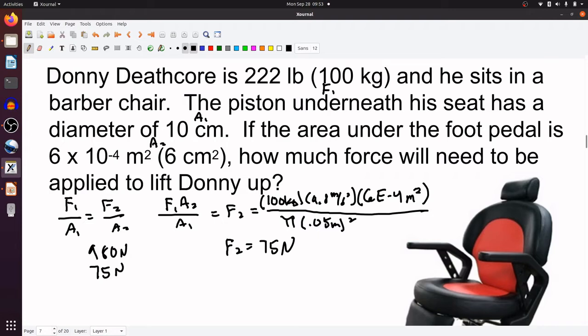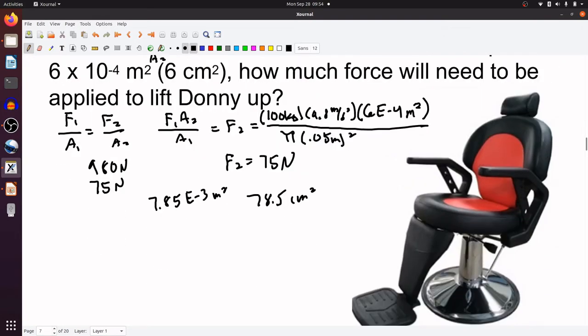The difference between the areas is this one was 6 times 10 to the negative 4th meters squared, but the other area is 7.85 times 10 to the negative 3rd meters squared, or if we use centimeters squared, that's actually going to be 78.5 centimeters squared. So the area is larger. As long as your force is over a smaller area and the bigger object has a larger area underneath it, with an incompressible fluid and using hydraulics, you can actually lift heavy objects, which is kind of fun. That's the unique thing about that.